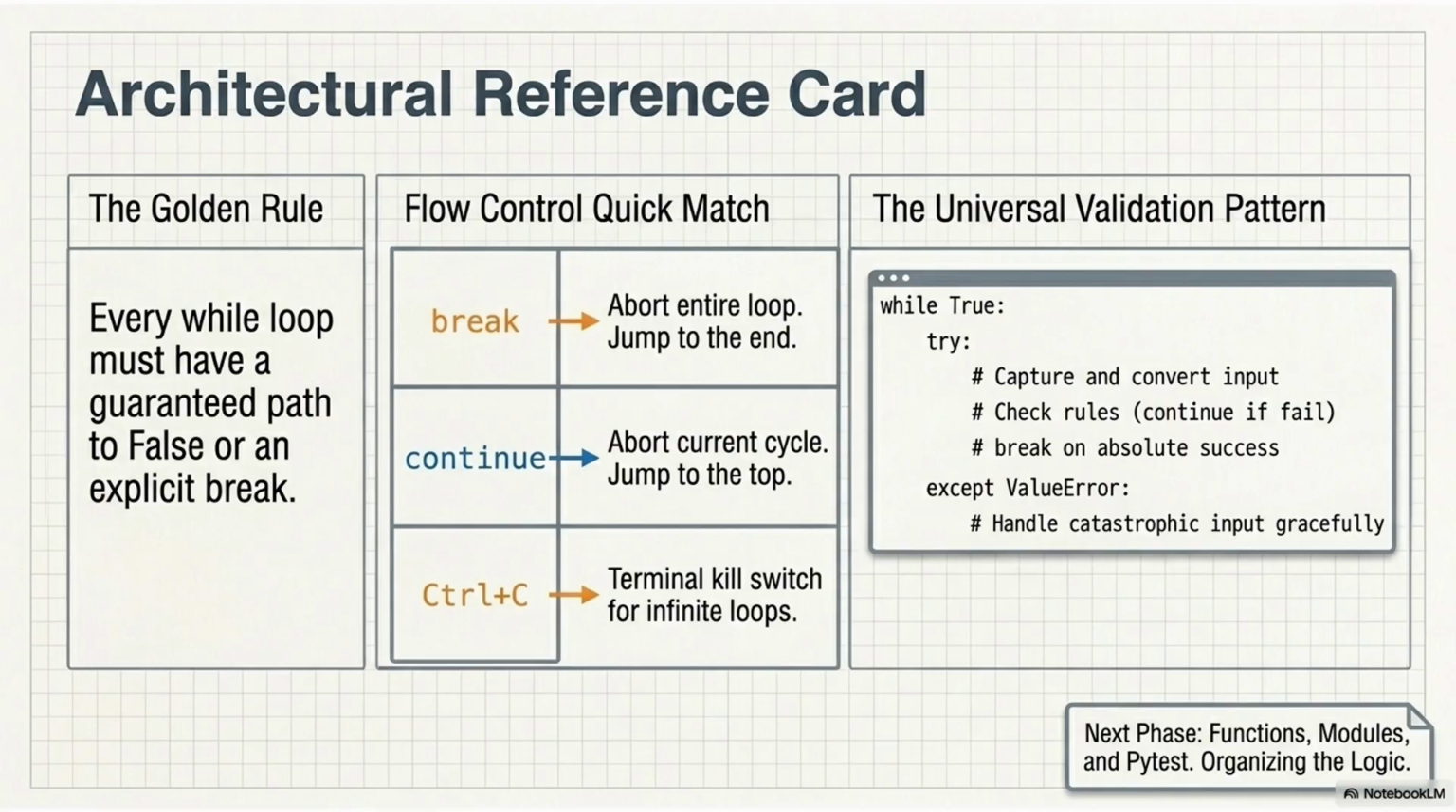The universal validation pattern: while true, plus try, plus capture and convert input, plus check rules with continue if they fail, plus break on absolute success, plus except value error to handle catastrophic input gracefully. This pattern handles every combination of bad input an end user can produce. The slide's footer here points to what's next: functions, modules, and PyTest, organizing the logic you've been writing into reusable, testable units.